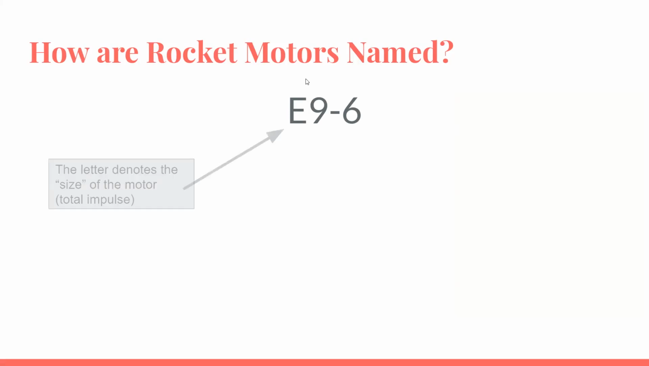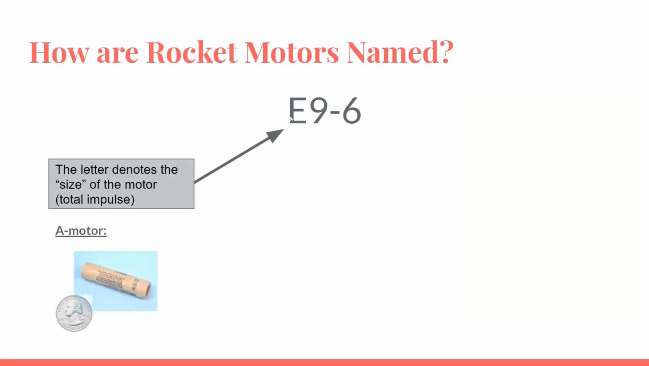So the letter, that denotes the size of the motor, not literally how big it is, but the total impulse, how much power that motor delivers. So a baseline motor, that's an A motor. You can see it's pretty small just compared to a quarter. But it might send your rocket a couple hundred feet.